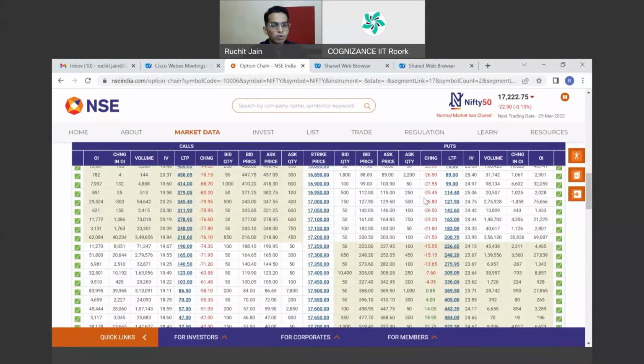Right. How to see IVs? Look at the at the money options. Only at the money. Don't look at out of the money options. So today Nifty is at 17,200. So what is the 17,200 call option IV? Almost 20.